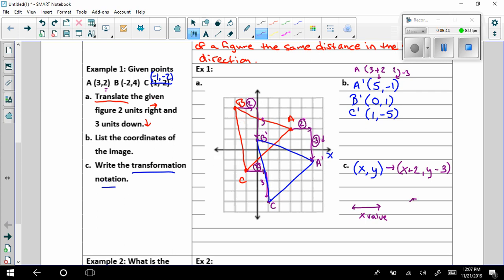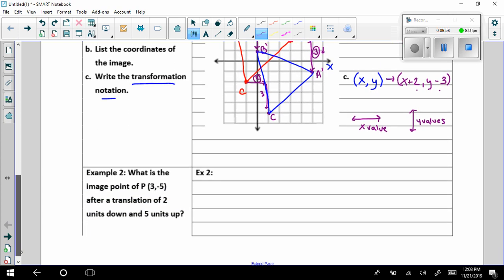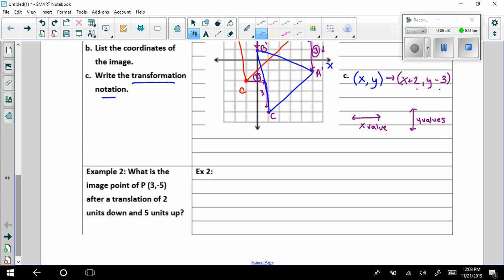Up, down is your y value. What is that shift each direction? And that just goes here. Okay. All right, so that being said, you don't have to graph it every single time.